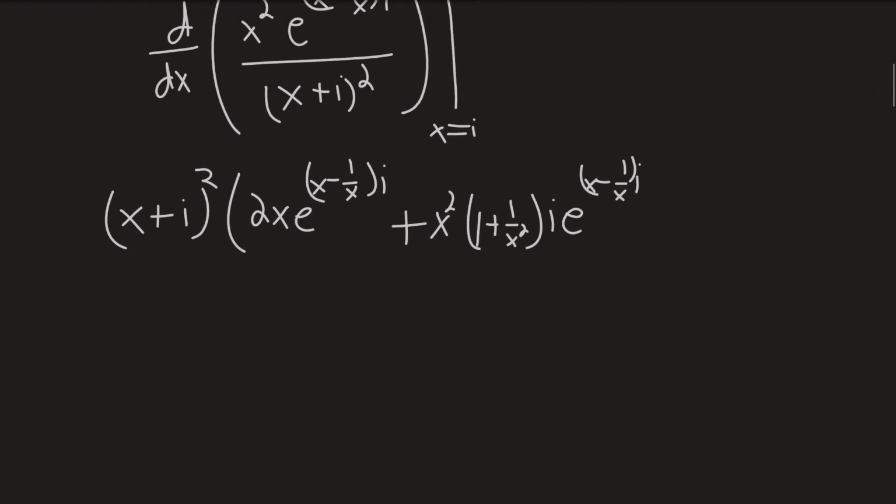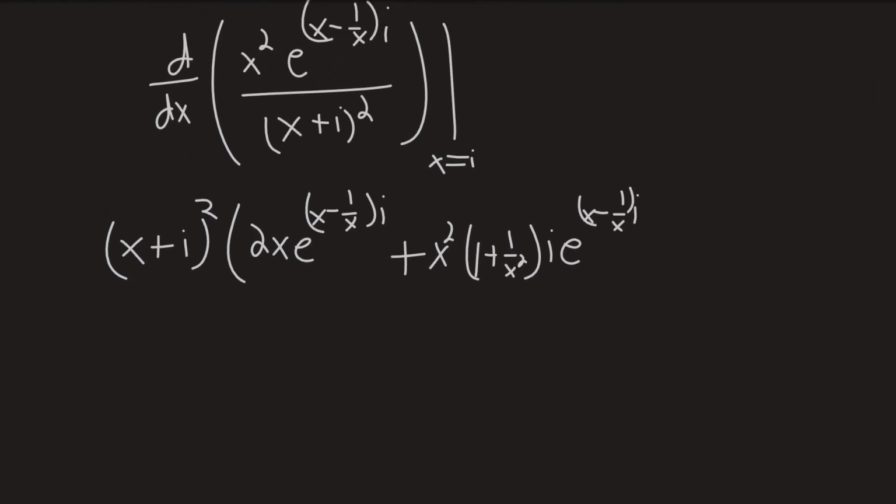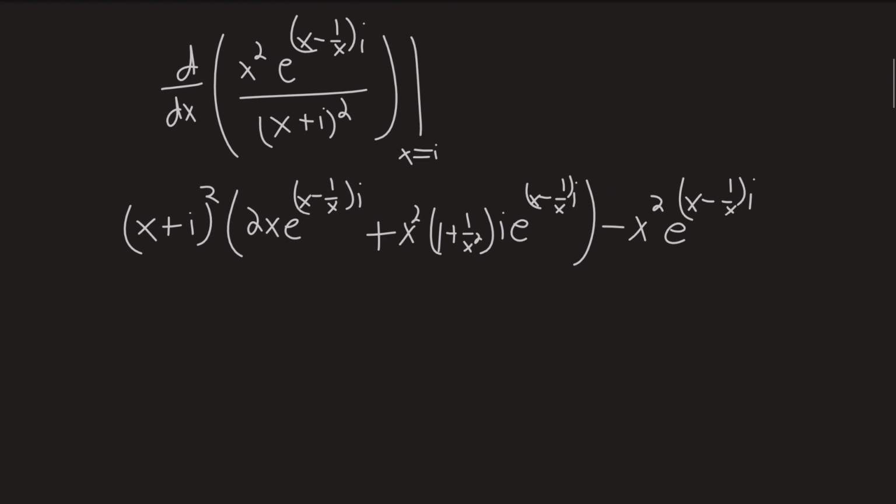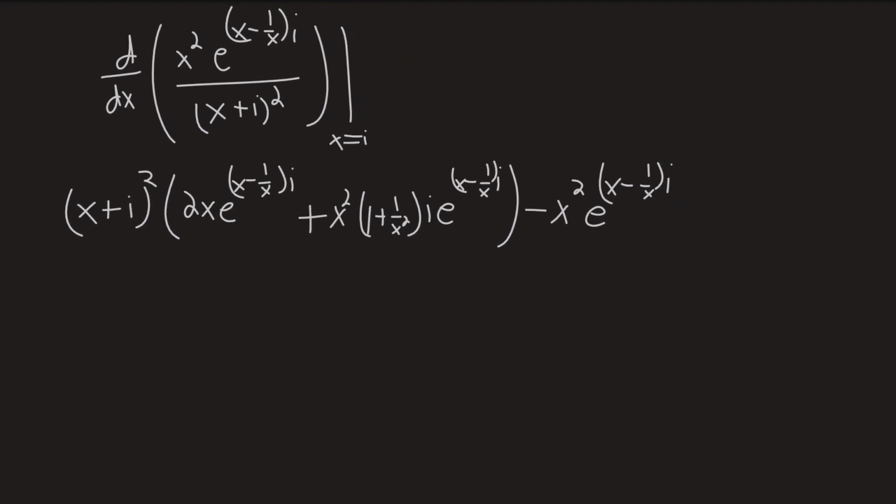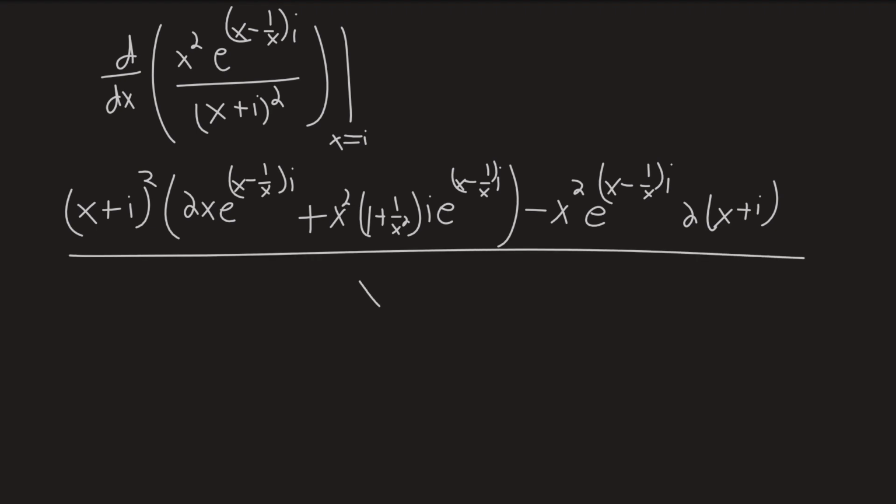So that's the low d high. And now we need minus high x squared times e to the x minus 1 over xi. Oh my goodness, it's getting long, but just trust me, it simplifies into something nice. X squared e to the x minus 1 over xi, d low, so that's just going to be times 2x plus i. And then square the one that's down below, x plus i to the 4th.